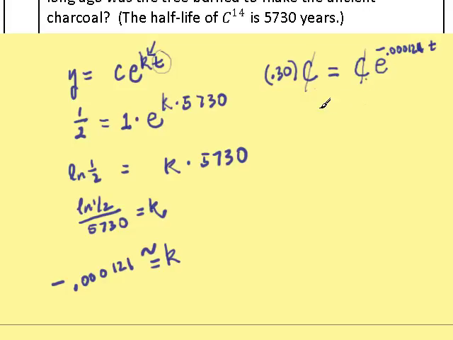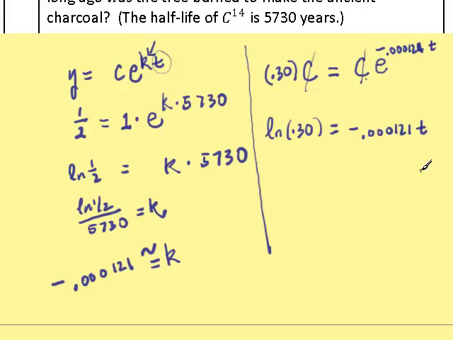We just divide by c, and now we are going to log both sides. Like always, whenever we have something in the exponent, that's what we do. So here we have ln 0.30 is equal to minus 0.000121 t. And we have t equal to ln 0.30 divided by negative 0.000121.